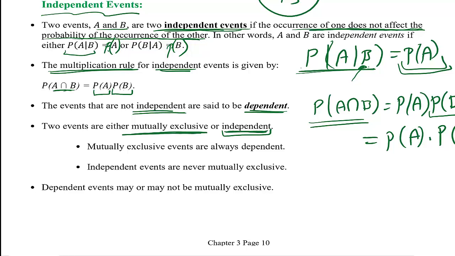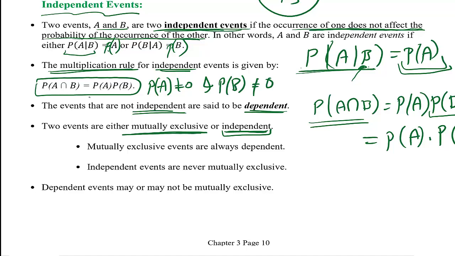Because for the independent events we have probability of A intersect B equal probability of A times probability of B. This is provided that the probability of A does not equal 0 and the probability of B does not equal 0. That means the probability of the intersection is a positive number between 0 and 1, and 0 is not included. So there is an intersection between A and B.